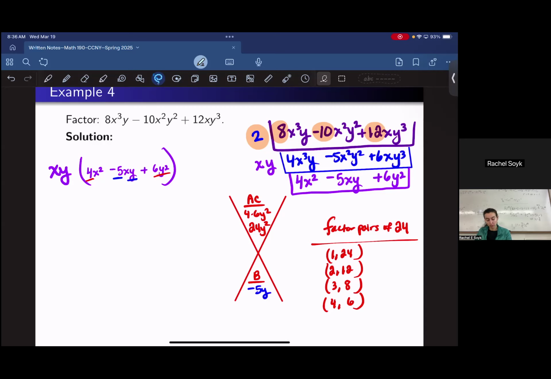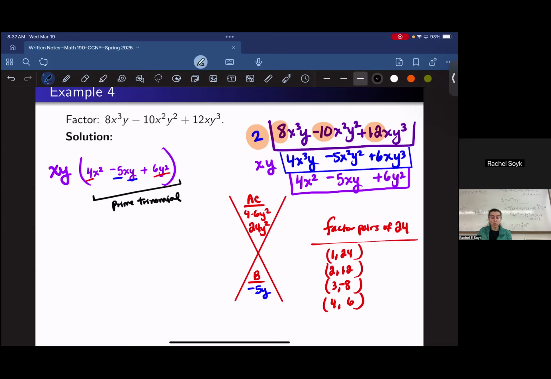3 and negative 8. But we want to ask ourselves again, if we utilize 3 and negative 8, will that give us the product of positive 24y squared? No, it won't, right? So what can be said about this trinomial? Yeah, it's a prime trinomial.